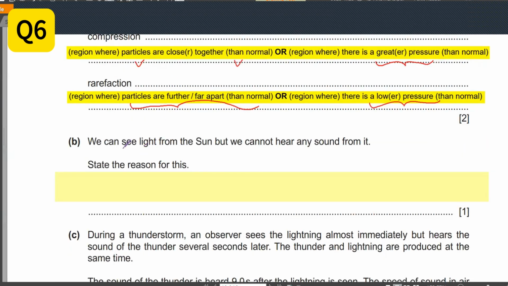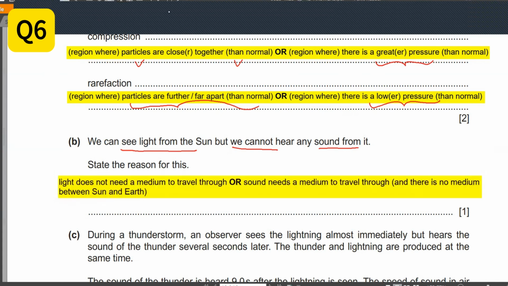Next, we can see light from the sun, but we cannot hear any sound from it. Exactly what we mentioned just now. The reason is the light does not need a medium to travel. The sunlight is electromagnetic radiation, so it can propagate in vacuum. But sound needs a medium to travel through, and there is no medium between the sun and the earth. It is just vacuum. So we can only see the light, but we cannot hear any sound from it.